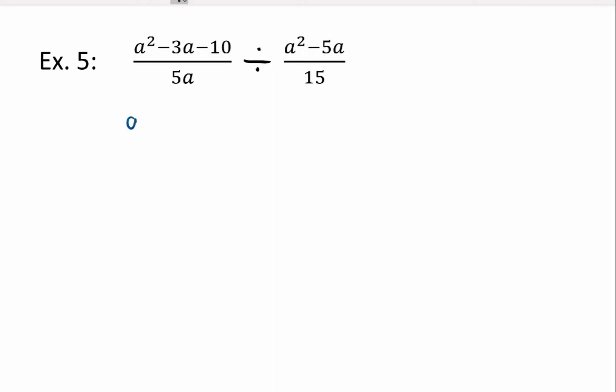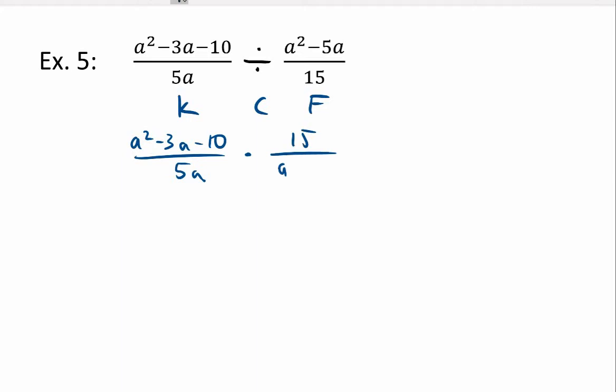I'm going to go ahead and do keep, change, flip first. So I'll just write that out first here. I'm going to do keep, change, flip. So I keep the first one exactly the same. Change the operation to multiplication and flip the second fraction.